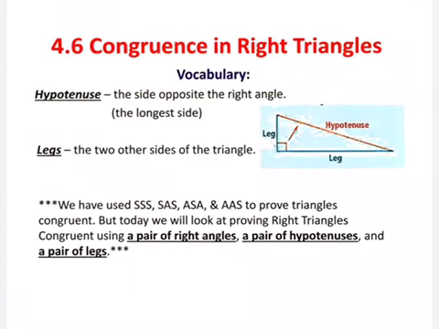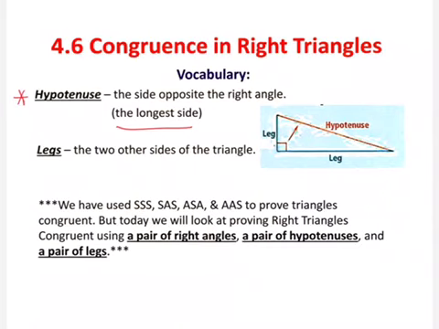Section 4.6, Congruence in right triangles. The hypotenuse is the side opposite the right angle in a right triangle. It is also the longest side of that triangle. The legs of a right triangle are the two other sides of the triangle.